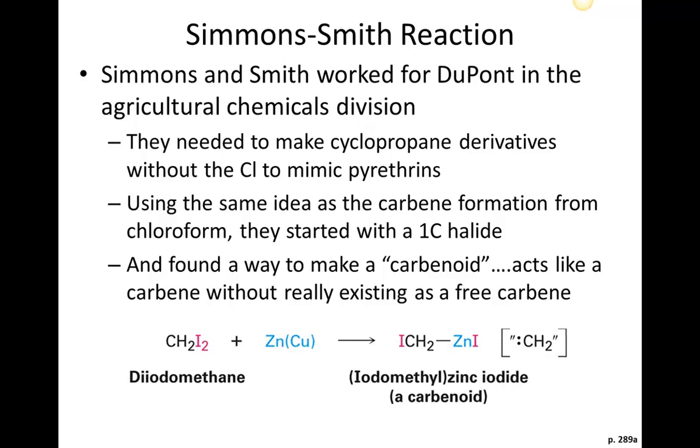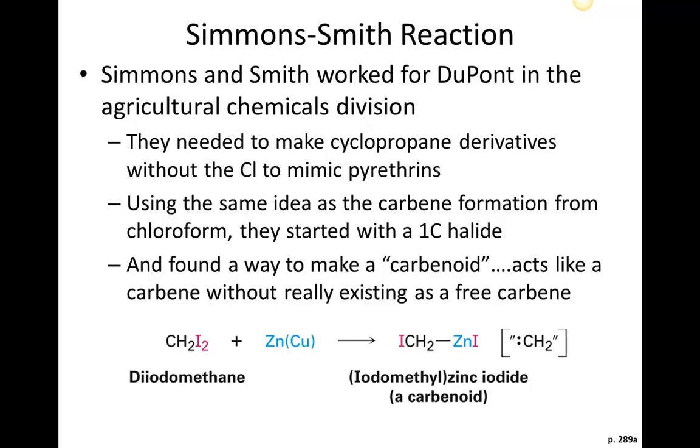They took diiodomethane and they reacted it with zinc. This is called a zinc-copper couple. You could kind of think of it as a solution of zinc in copper. Now, when we think about metals, we don't really think about solutions so much. So it's called a zinc-copper couple.